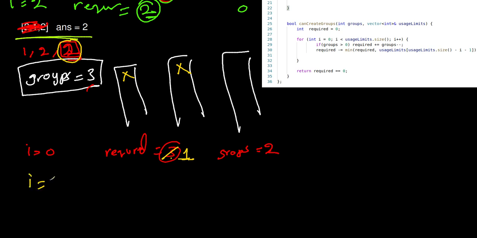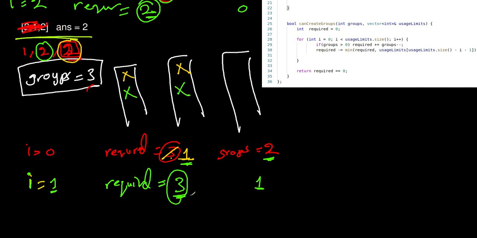I equal 1, required equal, we need 2 for this iteration and 1 from the previous iteration. 1 plus 2 is 3, groups is 1. Now we need 3 elements. The current index has only 2, so we take these 2. 3 minus 2 is 1.